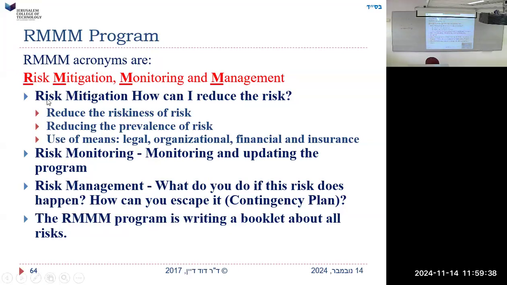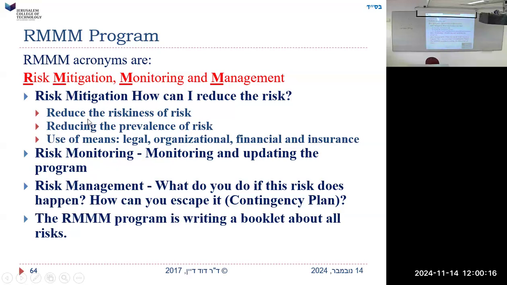So this RMM thing is how do I reduce the risk? Reduce the riskiness of the risk. What does it mean, the riskiness of the risk? Like how risky it is, maybe the danger of the risk. I don't know how to translate that. Maybe reduce the amount of risk. Reducing the prevalence of the risk, how likely it is, I guess. Use of means: legal, organizational, financial, and insurance.